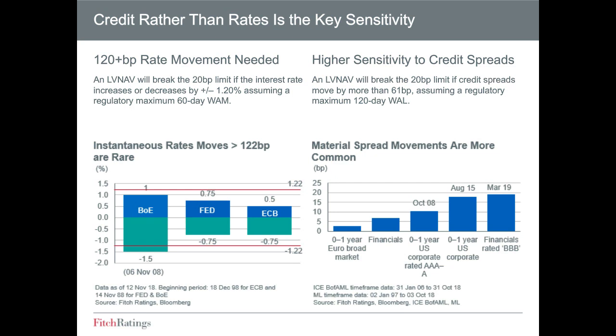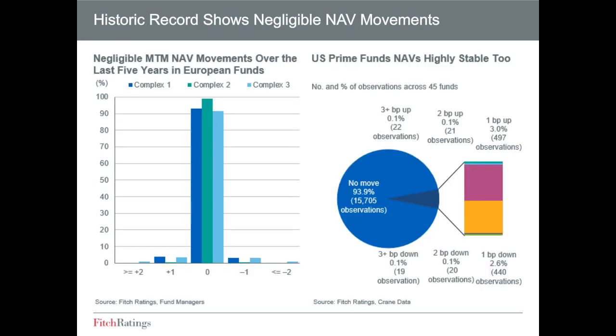In the previous slide, and I'll just flick back to that, these are the historic observations over 5 years. Now, you can go back further. If you go into the financial crisis, you will find some funds which did have more material movements in NAV on a daily basis. But the trouble there is you are not comparing apples with apples. You're comparing apples with oranges.